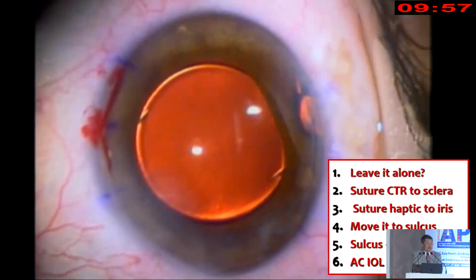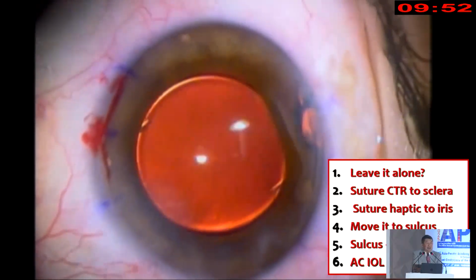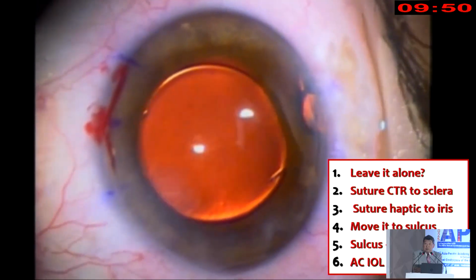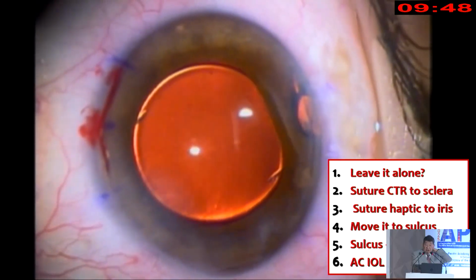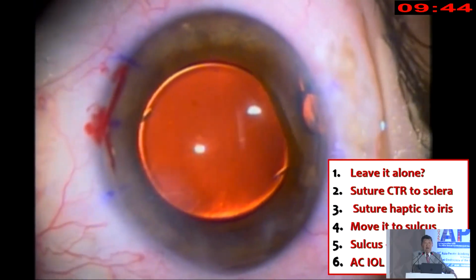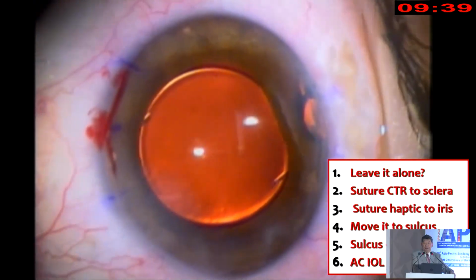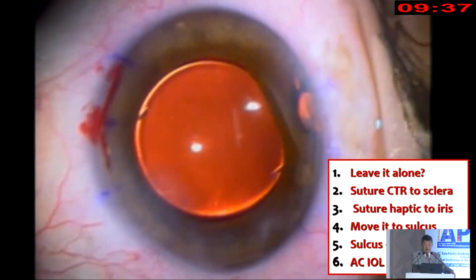Nobody would leave it alone, because that was, all right, one person. How many would suture the CTR to the sclera? You just saw some great demonstrations, only one. Okay, so you're running out of choices. Two people. How many would suture the haptic? We actually have a haptic here to suture the iris. Then we have two people.